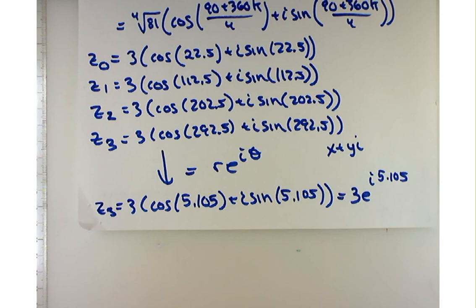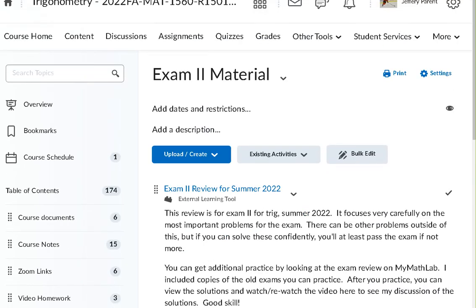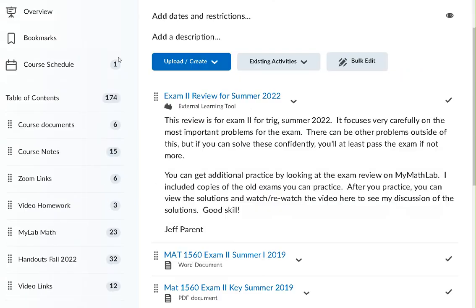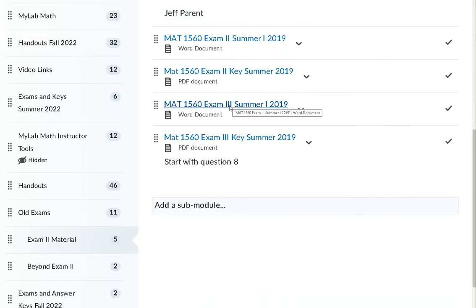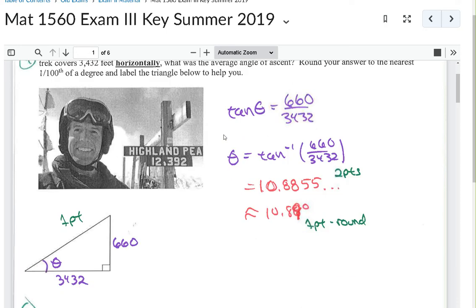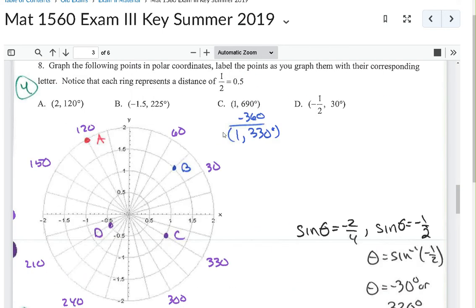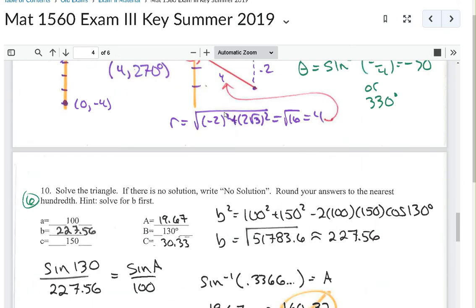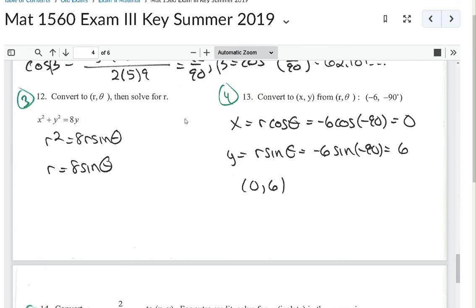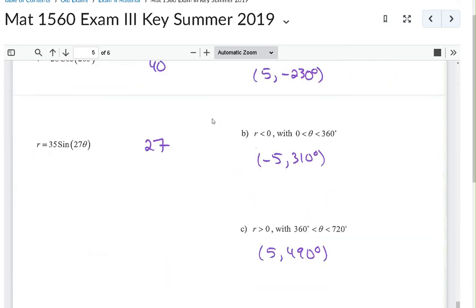Okay, let me reload this and go back to one of the old exams. We're going to look at the answer key. Now I would suggest that you actually look at the blank part of this first, and then look at the answer key. Try and solve these problems. So 8, 9, and 13 through 17. Those are all good problems.